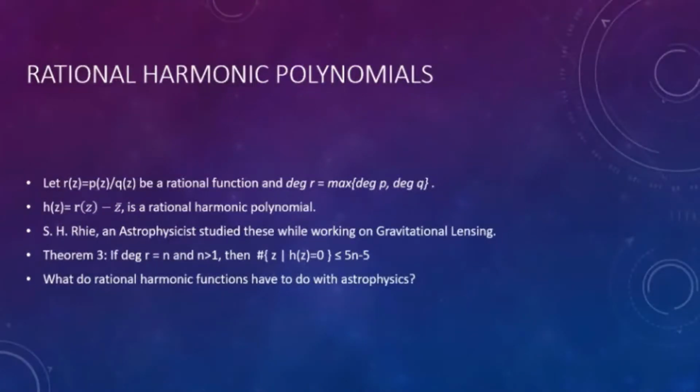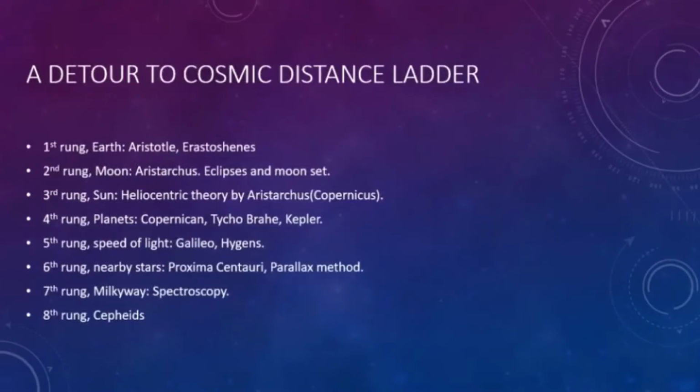So how can something like a constant on the number of zeros of a polynomial have an impact on a topic of astrophysics? Before we go ahead with gravitational lensing, let's take a small detour into what's called the cosmic distance ladder. If you're not so into math and you're an astrophysics enthusiast, this might be an interesting topic.